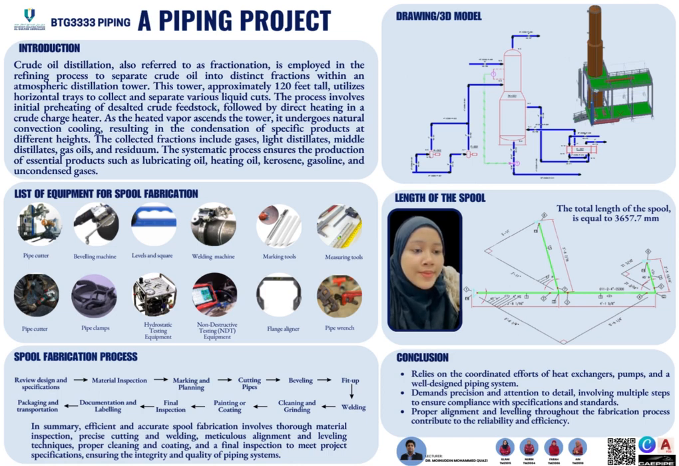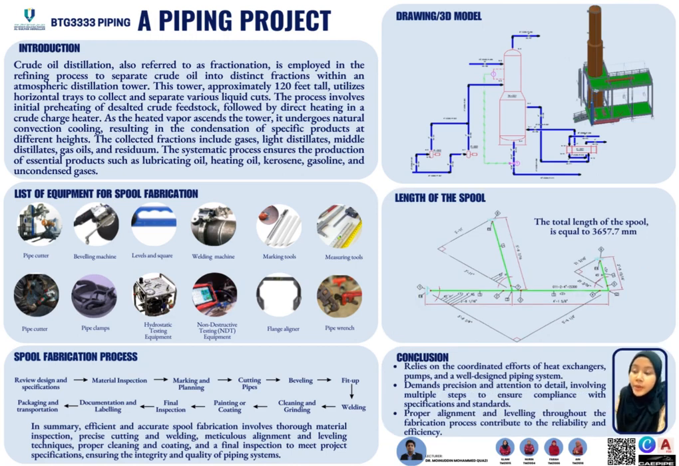So for the conclusion of our piping project, the successful operation of a crude oil distillation plant relies on the coordinated effort of heat exchangers, pumps, and a well-designed piping system. The fabrication of piping spools demands precision and attention to detail, involving multiple steps to ensure compliance with specifications and standards. Proper alignment and leveling throughout the fabrication process contribute to the reliability and efficiency of the piping system, which is essential for the overall success of the crude oil distillation operation. Thank you.